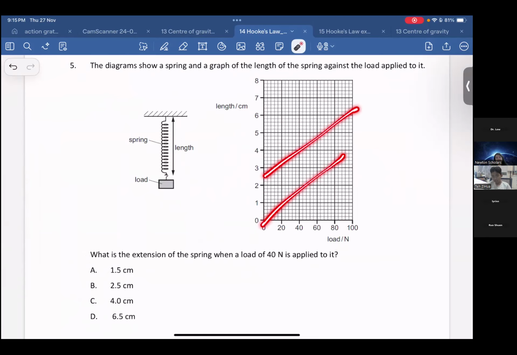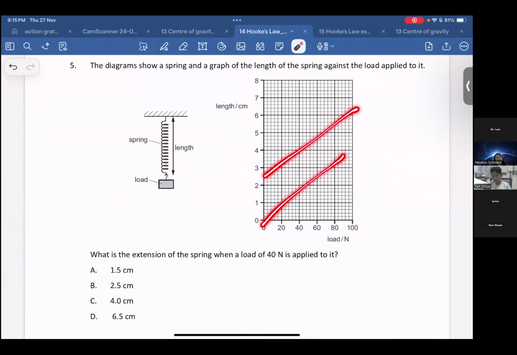Zihua said because this is length to load, not extension to load. Angeline said both the length and the load also does not start from 0. No, Angeline, your answer is not correct. Zihua's answer is correct. Emily said that because this is length against the load. Yes, dear, be careful. This is called length against the load, not extension.